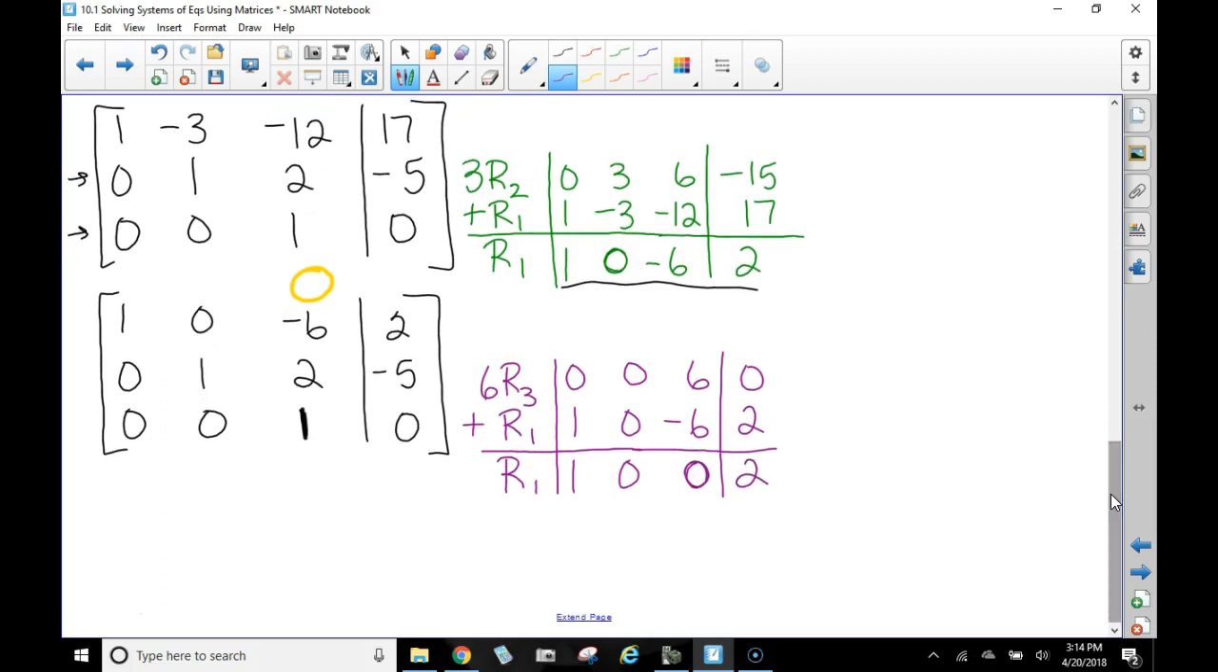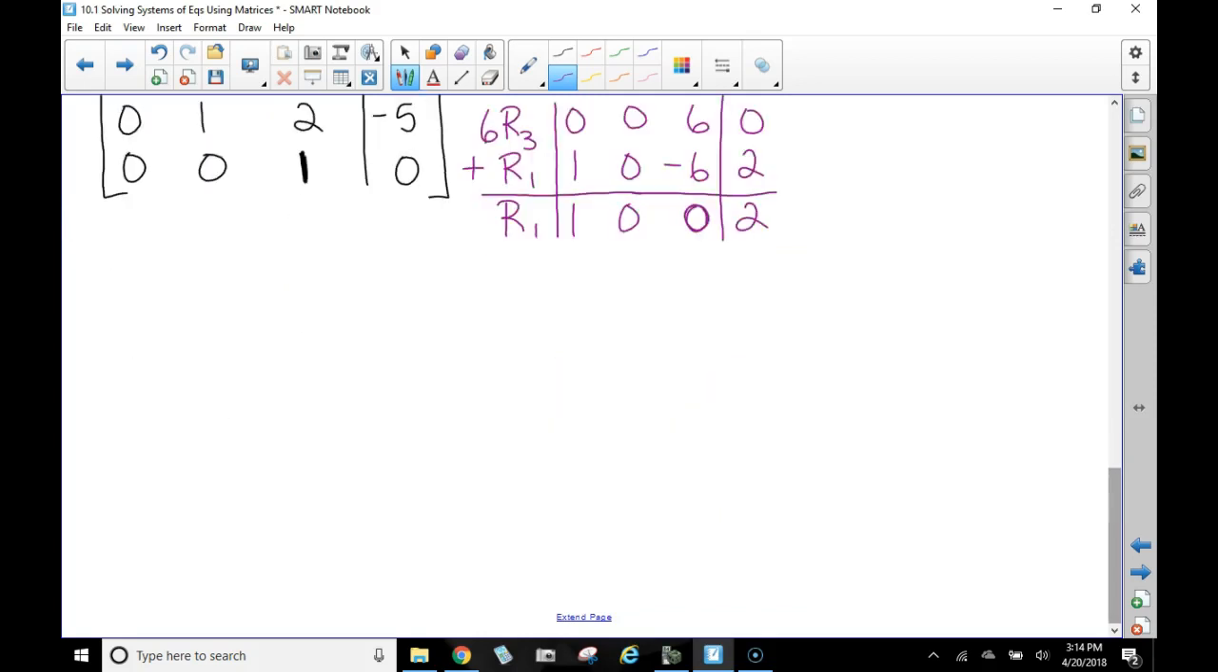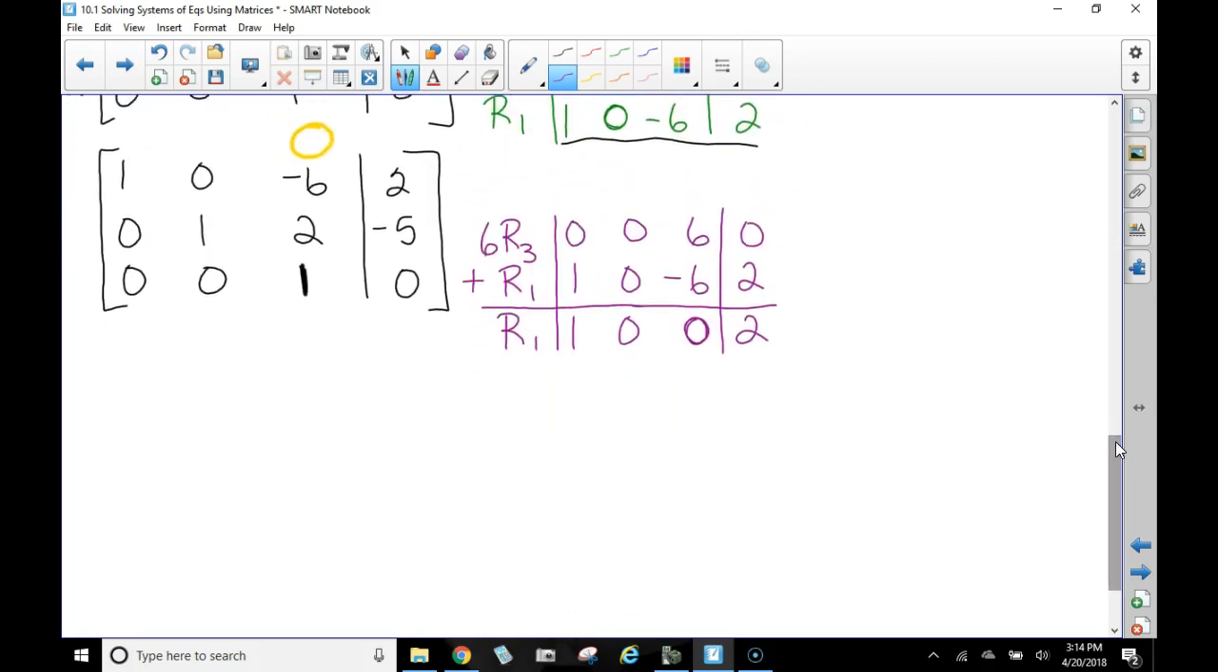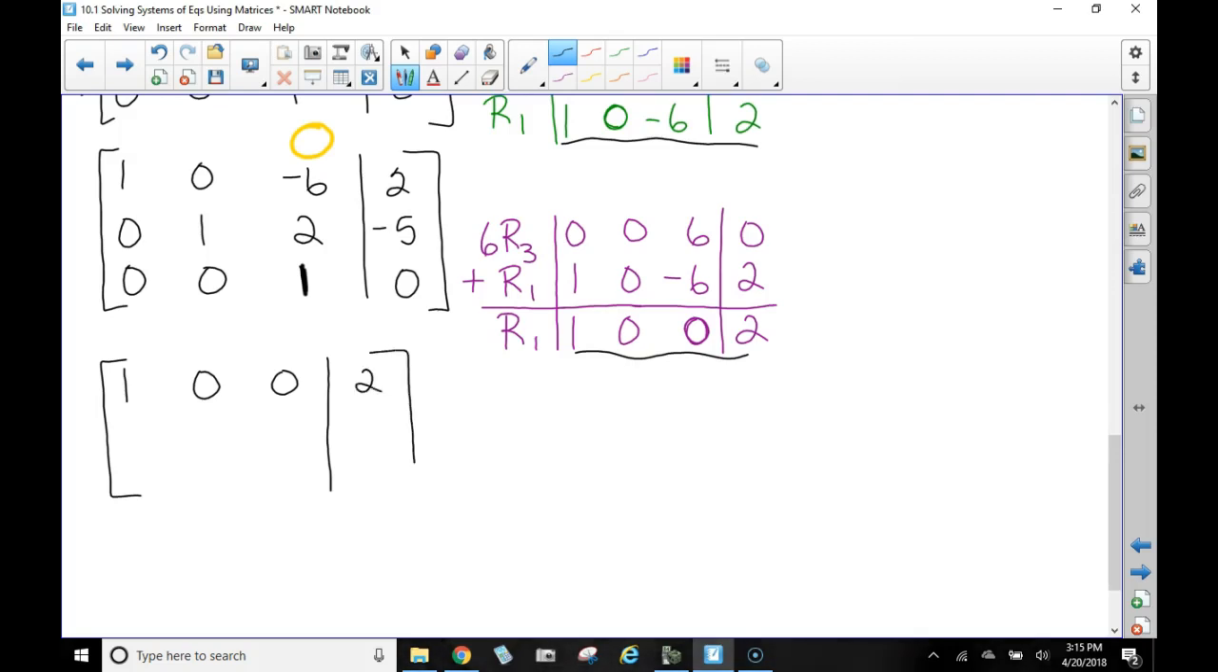So now my new augmented matrix, with the new row 1 that I have, new row 1 is 1, 0, 0 augmented with 2. Okay? My second row didn't change. It is still 0, 1, 2, -5. My third row is still 0, 0, 1, 0.